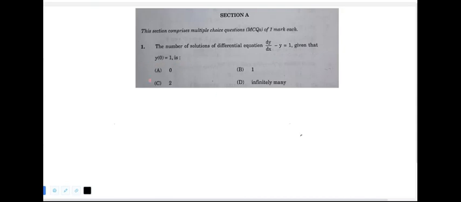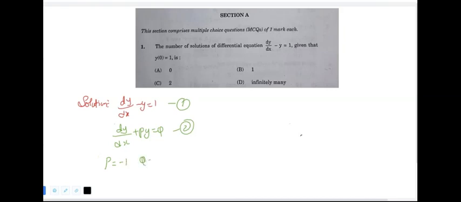So here to solve the differential equation, we know that dy by dx minus y is equal to 1, which is of the form of the general differential equation dy by dx plus py is equal to q. Comparing 1 and 2, we get p is equal to minus 1 and q is equal to 1.